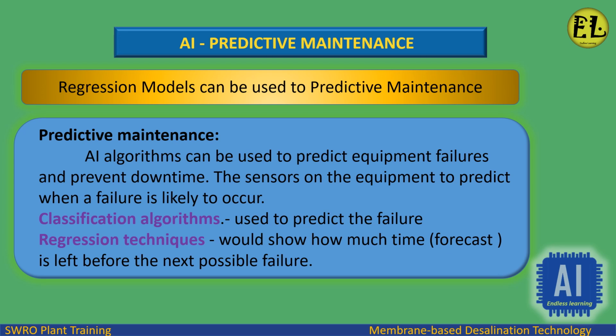AI predictive maintenance. Regression models can be used for predictive maintenance. Predictive maintenance AI algorithms can be used to predict equipment failures and prevent downtime. Sensors on the equipment are used to predict when a failure is likely to occur. Classification algorithms are used to predict the failure. Regression techniques show how much time is left before the next possible failure.